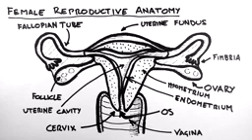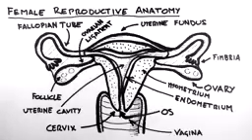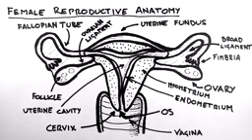Finally, there are a number of ligaments attached to the uterus. Here is the ovarian ligament, and here I have shown part of a much larger ligament known as the broad ligament. A third ligament, the round ligament, is not shown here. And that's an overview of the anatomy of the female reproductive system.